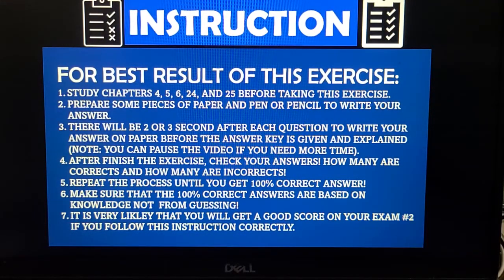Seventh, it is very likely that you will get a good score on your exam number 2 if you follow this instruction correctly. Okay, are you ready? We'll start our exercise.